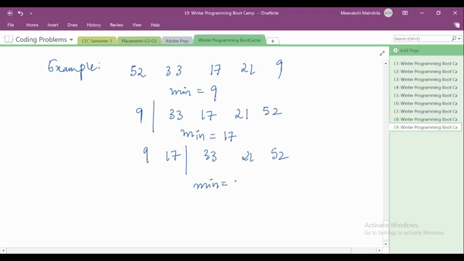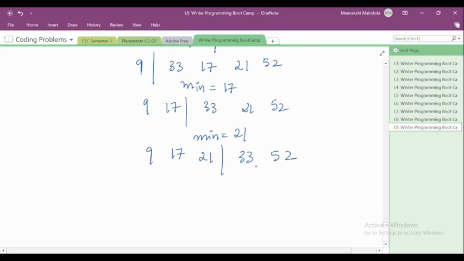Again you find out the minimum element, and this time the minimum element is 21. So you again swap it with the first element of the subarray that you have considered. So you say 17, and then you have 21, 33 here and 52. Okay, so this part of the array is now sorted. Again you find out the minimum here is 33. 33 is already at its correct position. So the final array that you have in the sorted form is going to be this, right?